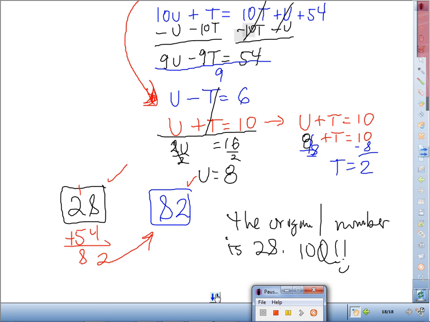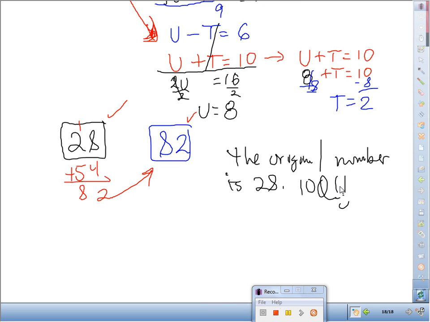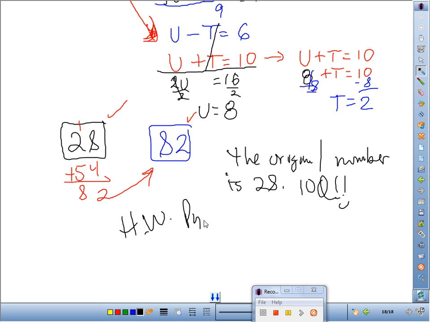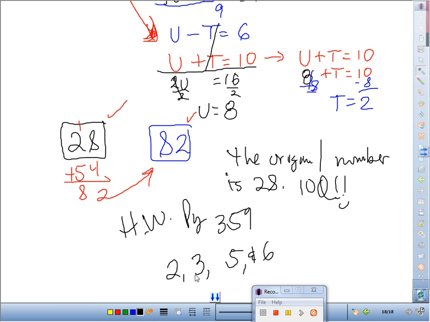Stay behind. All right, for homework, it is on page 359. It's not going to go to 360, and I want you to do numbers 2, 3, 5, and 6. All these 4 problems are the same as the ones we covered today. Keep homework from last night. You're going to turn it in tomorrow together with this one.